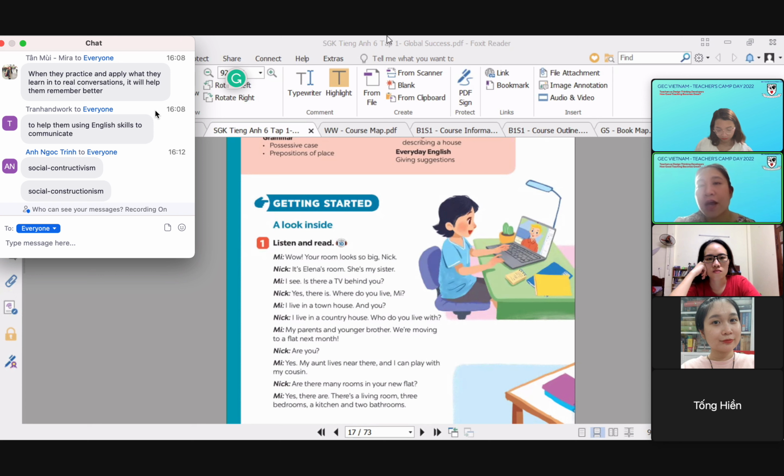I don't know if you agree with me, but I think that the underlying theory of pair work or group work is that people can learn, change and enrich their knowledge by sharing, and that's the way learning happens. Okay?